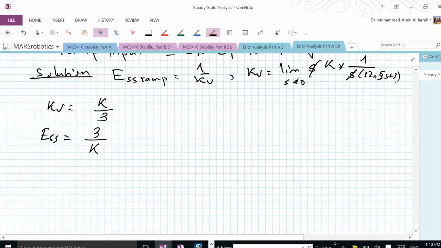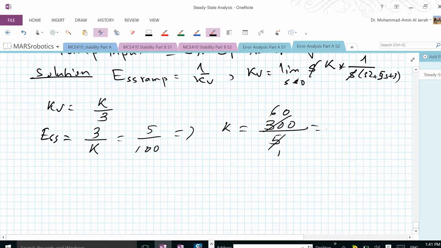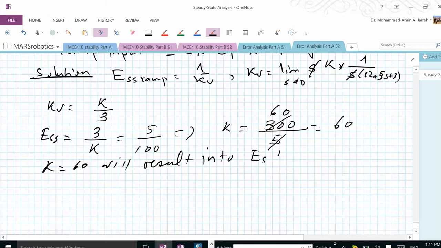And if we want this to be only 5%, this should be 5 over 100, right? Therefore from this we find that K should be 300 over 5, right? So 60. So K equals 60 will result in ESS to ramp equal to 5%.